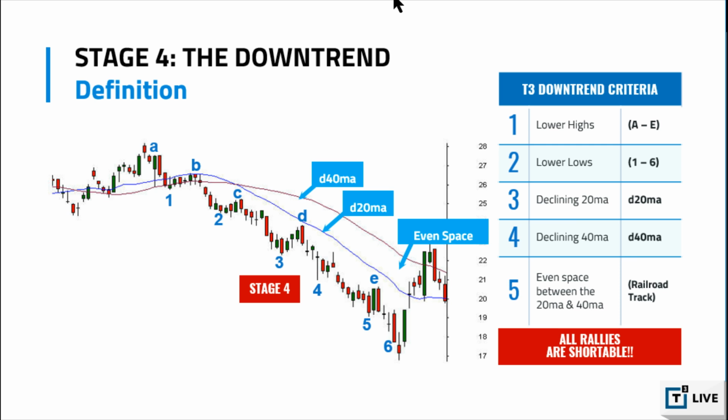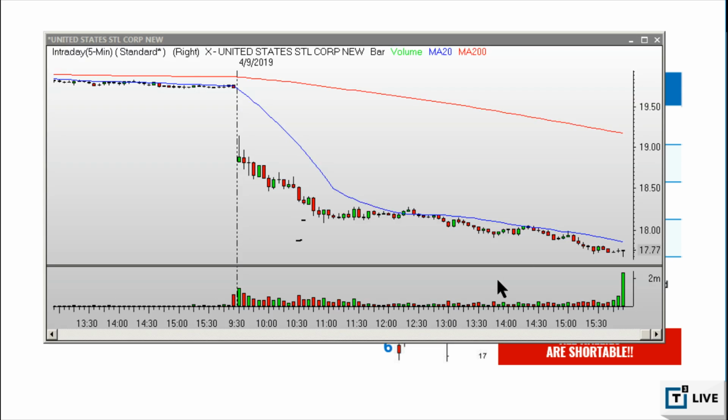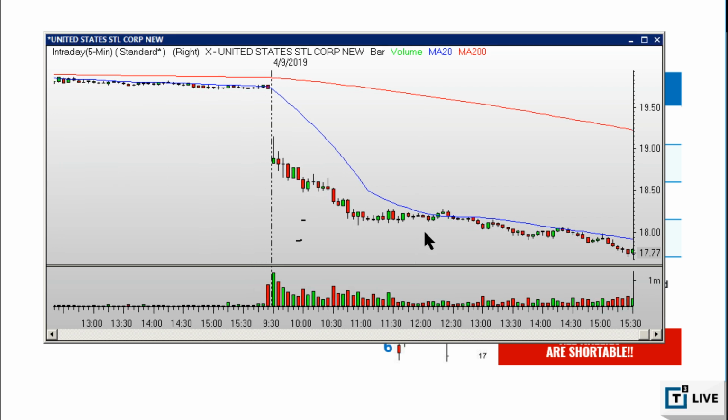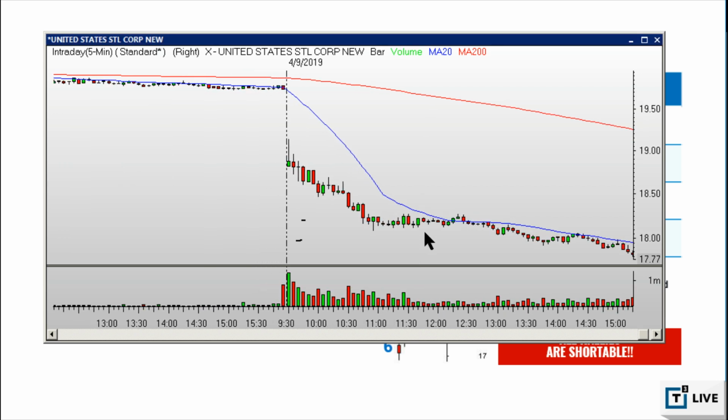Question: do you enter the pullback at the 20 or on the break of the bar that touched it? A break of the prior bar's low. So as soon as I get a break of the bar, here, not blindly at the 20, though you can. I often say if you don't have a setup and you're not sure where to get in, fall in. You know how when you trip, you fall in. You just fall into the stock. As long as you put your stop on the other side of the 20, you should be fine.